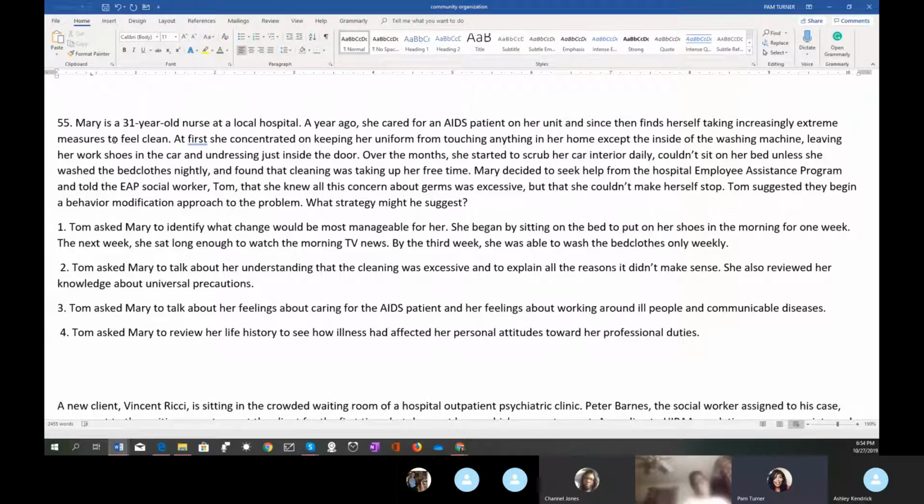Over the months, she started to scrub her car interior daily. She couldn't sit on her bed unless she washed the bedclothes, and found that the cleaning was taking up all of her free time. She decided that she would seek help from the hospital's EAP, Employee Assistance Program. She told the EAP social worker, Tom, she knew all these concerns about germs were excessive, but she could not make herself stop. Tom suggested they begin a behavior modification approach to the program. What technique might he suggest?